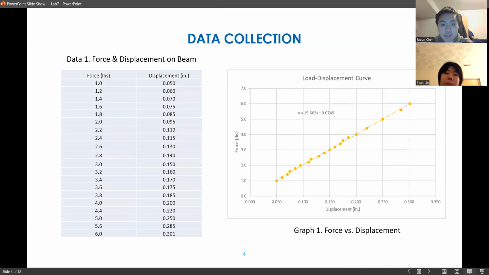For data collection, a video was recorded, and in the video, the force and displacement were extracted and used to make a load displacement curve. This load displacement curve was important because the slope was later used to help calculate one elastic modulus, which was denoted ES.